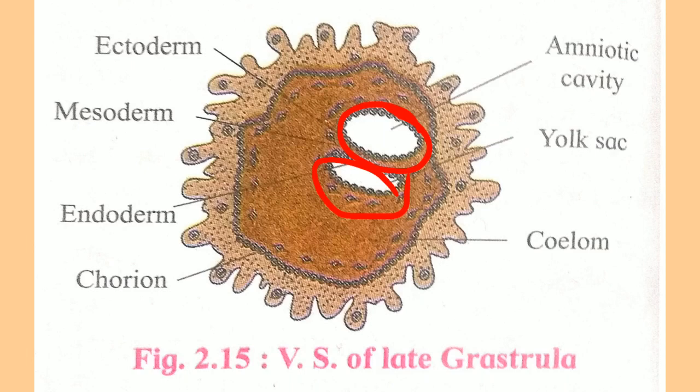See here again in this diagram, the floor of the amniotic cavity, the basal part of this amniotic cavity, shows presence of embryonic endoderm and embryonal ectoderm, and the roof of this amniotic cavity shows presence of the amnion.